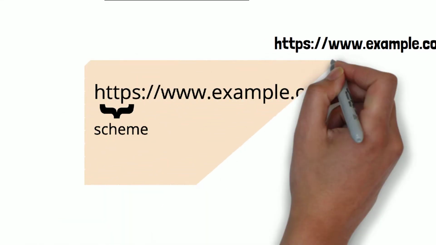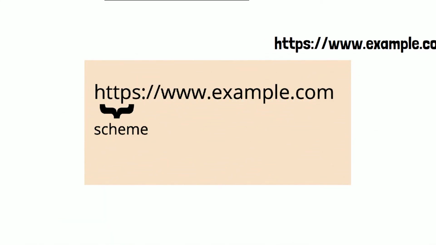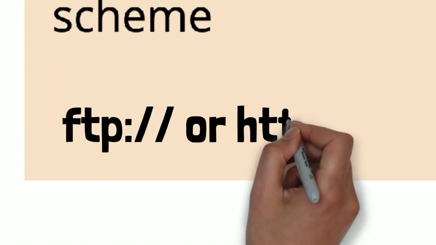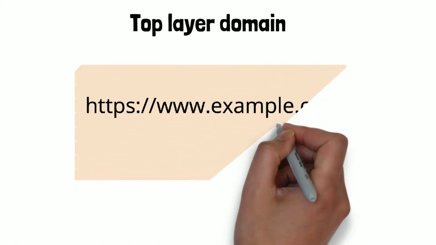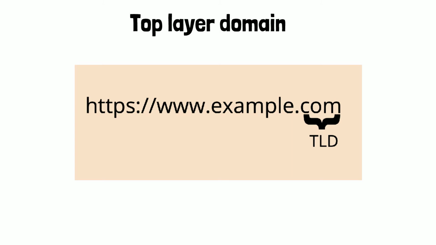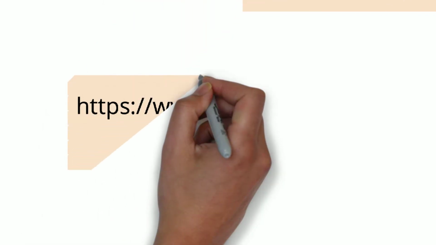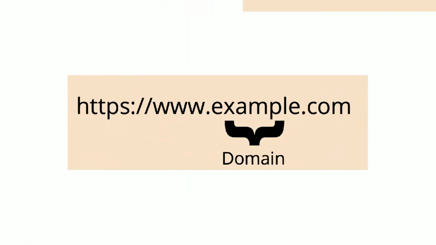Part 1 is the scheme. In this example, we have HTTPS as the scheme. There can be other schemes like FTP or HTTP. The TLD, or top-level domain, is the second part of this URL. .com is the TLD in this example. The third part is the domain, which is example in this case.